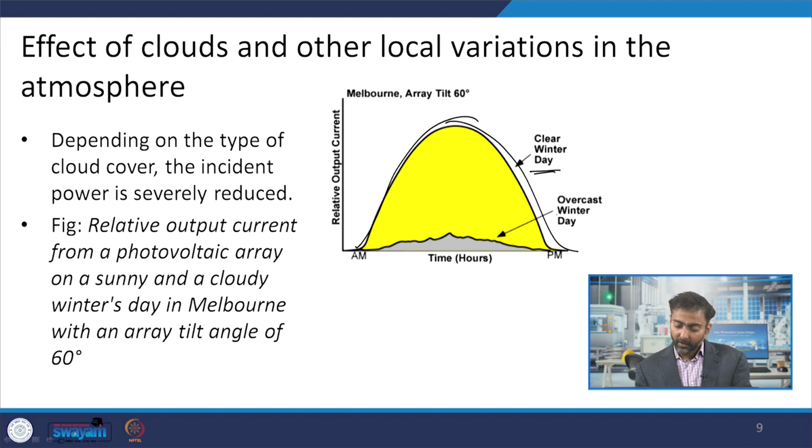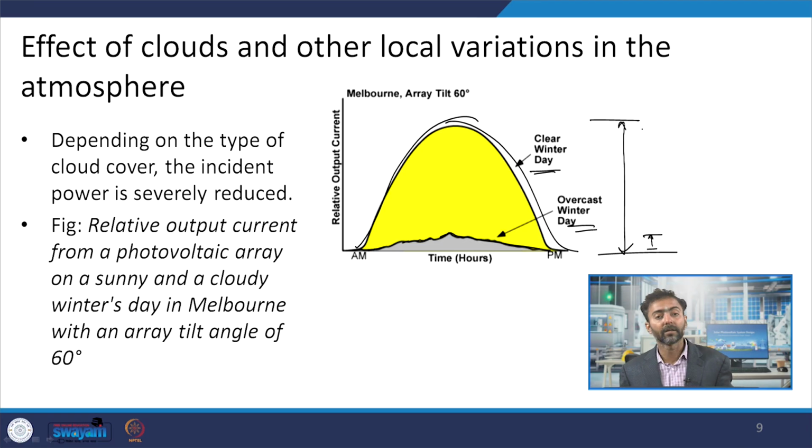Whereas if you look at an overcast winter day at the same location, there is a very gradual, little output after a few hours of the sunrise, and then it remains at a very low value, peaking to a very small value and then coming down. If you look at the comparison between the clear winter day and the overcast winter day, you see the output on the overcast winter day is hardly around 10% of that of the clear winter day. So that type of extreme effect can come due to the cloud conditions or the overcast conditions.